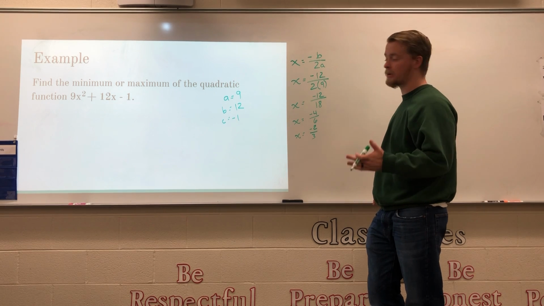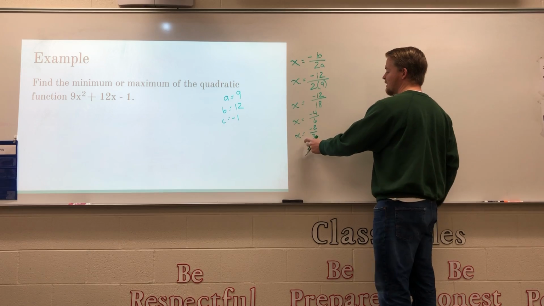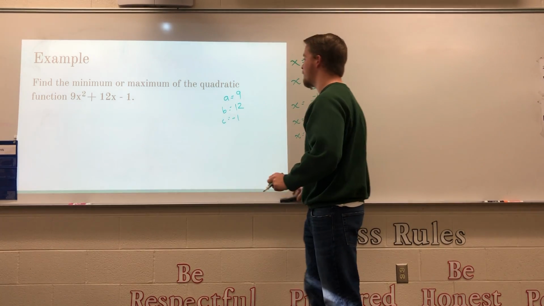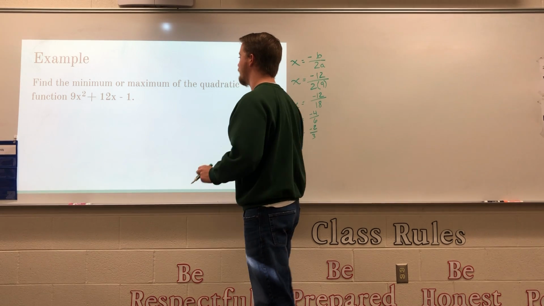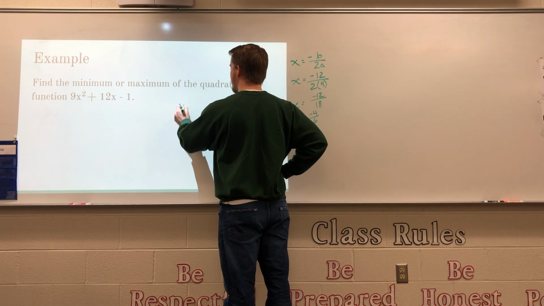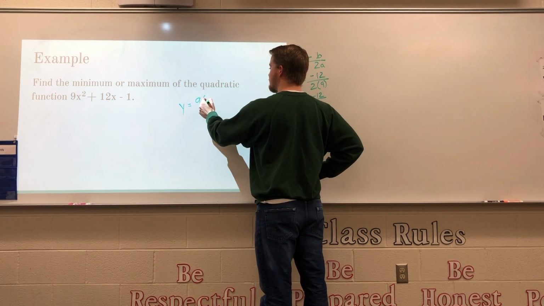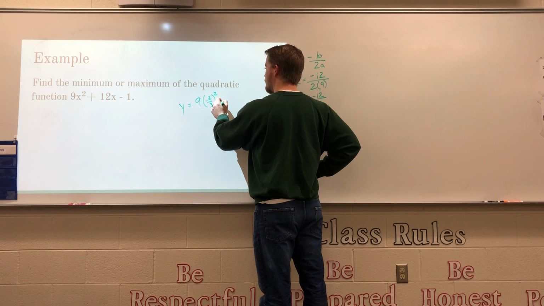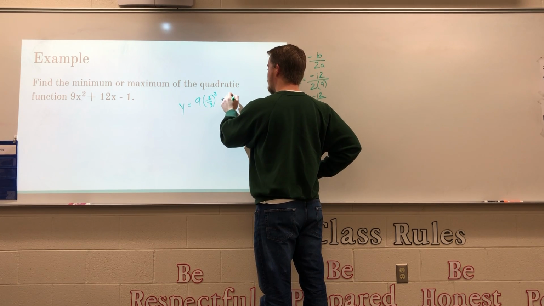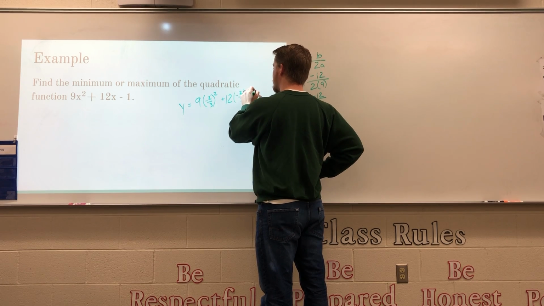But that is not what we're needing. What we need is the y value. So we have to take this x value and plug it back in for x in this quadratic function. So it'll be y equals 9 in place of x, negative 2 over 3 squared, plus 12 times x, again, negative 2 over 3 is x, so I plug that in, minus 1.